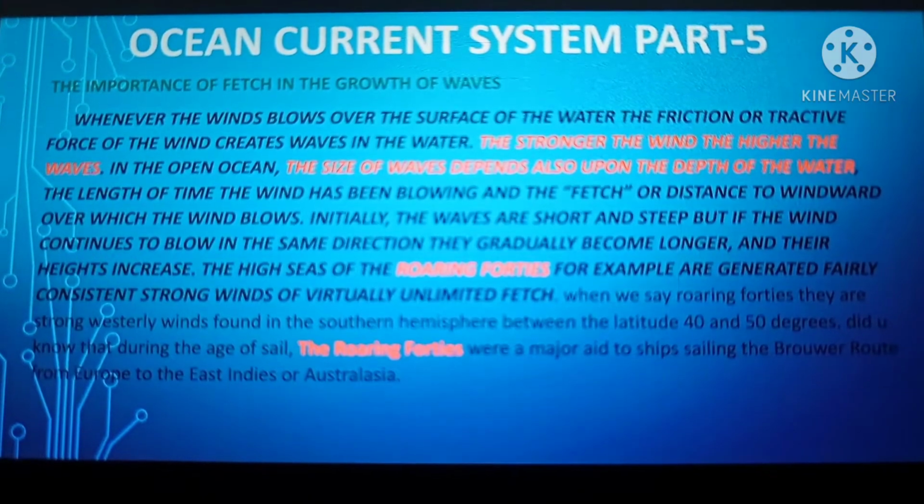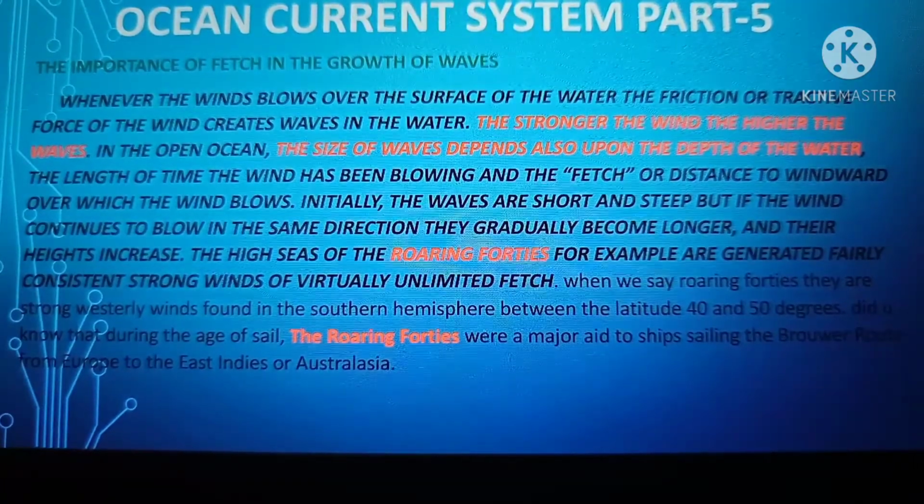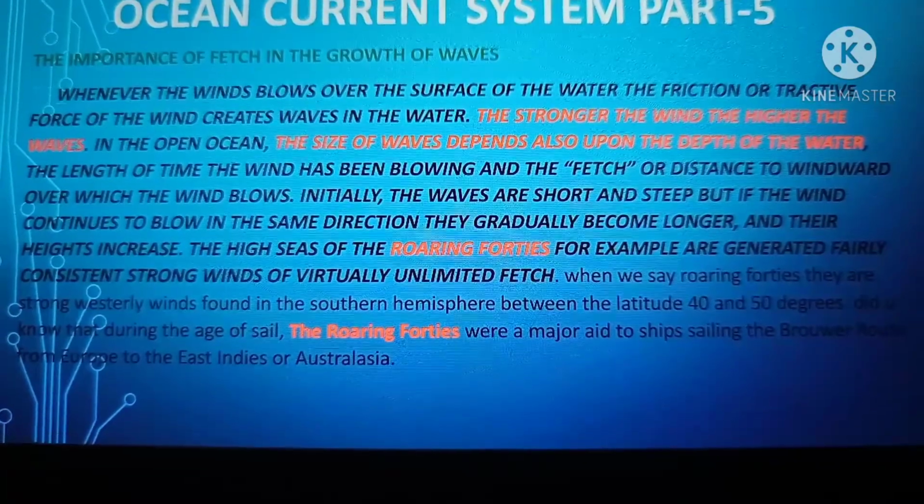Current System Part 5, the importance of fetch: the growth of waves. Whenever the winds blow over the surface of the water, the friction or tractive force of the wind creates waves in the water. The stronger the wind, the higher the waves.